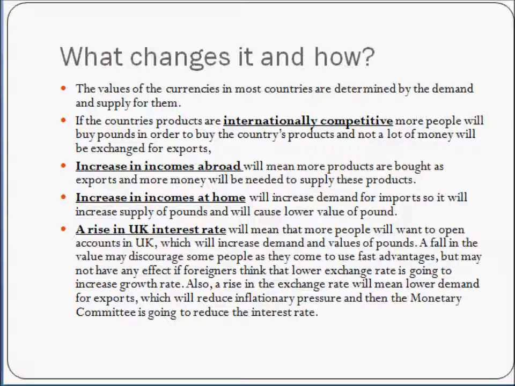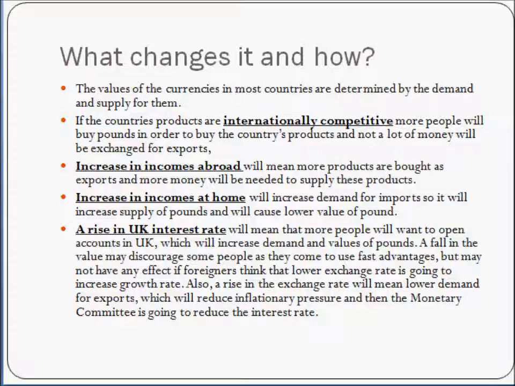How is it determined? The values of the currencies in most countries are determined by the demand and supply for them. What influences demand for a currency? If the country's products are internationally competitive, more people will buy pounds in order to buy the country's products, and not a lot of money will be exchanged for exports.